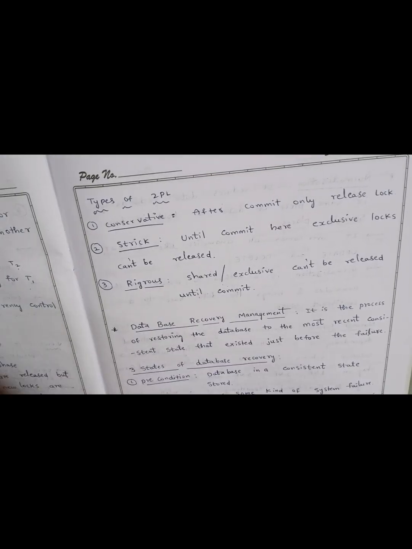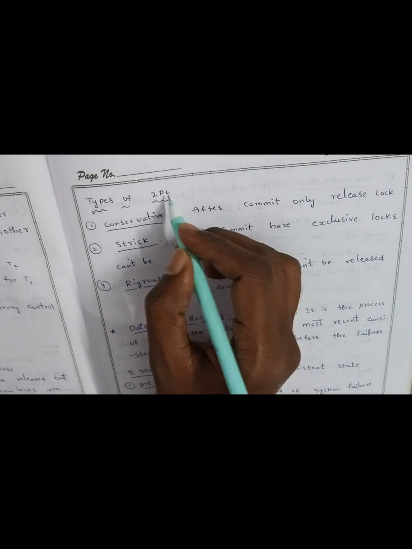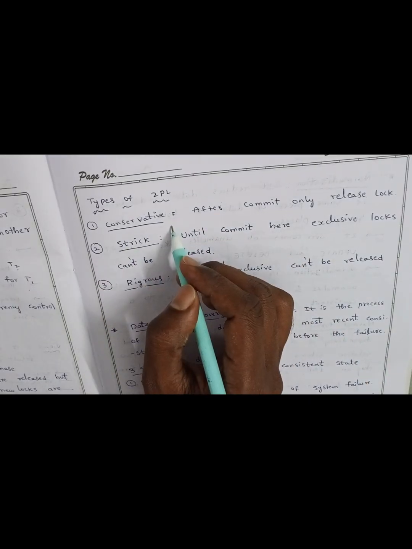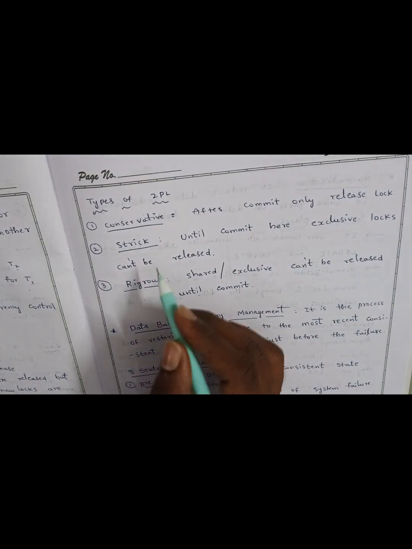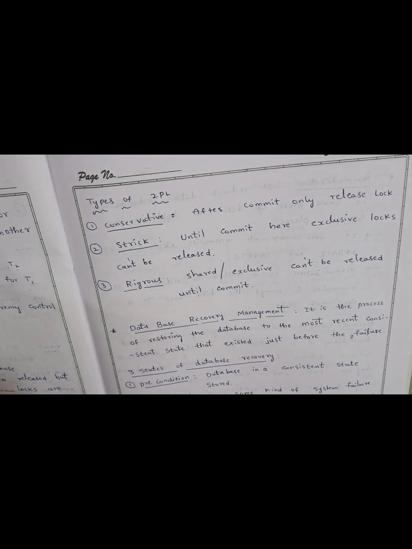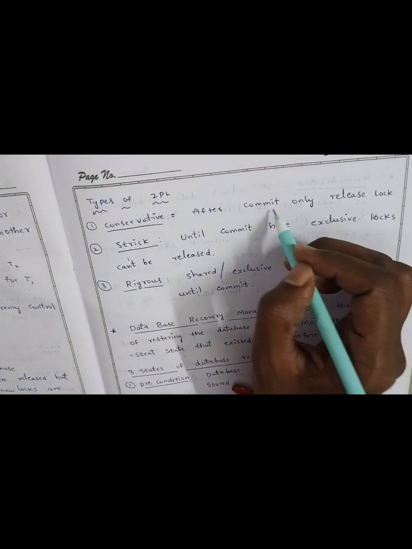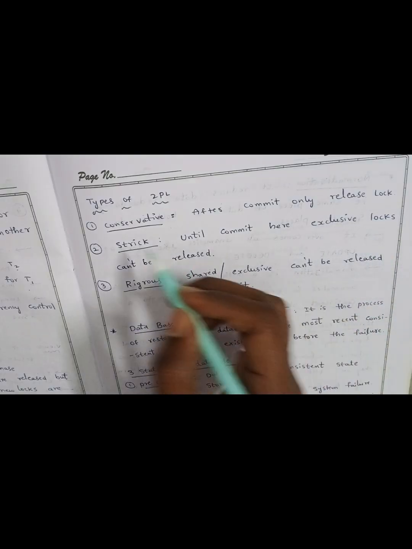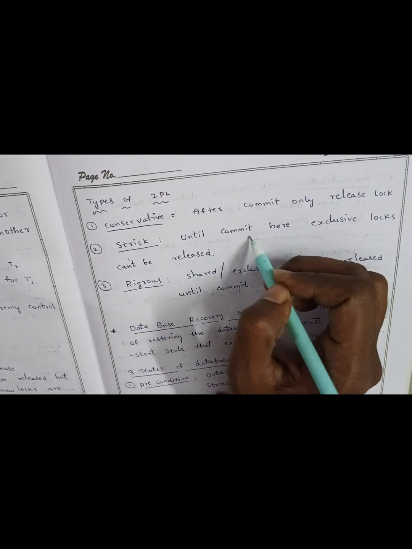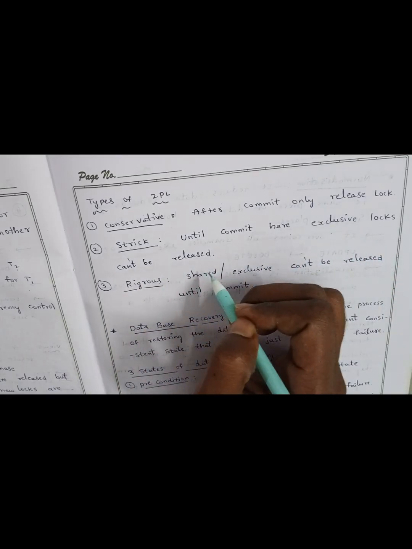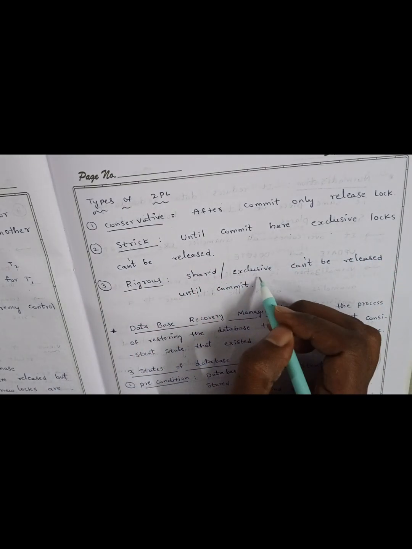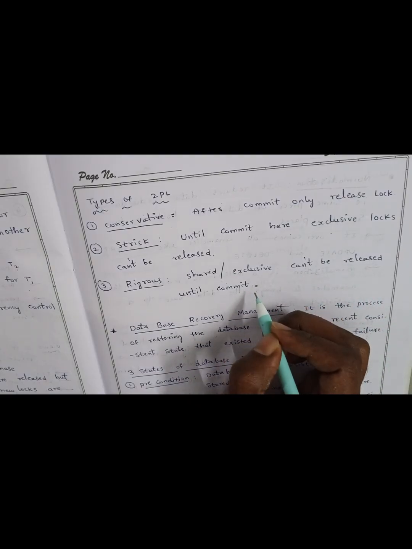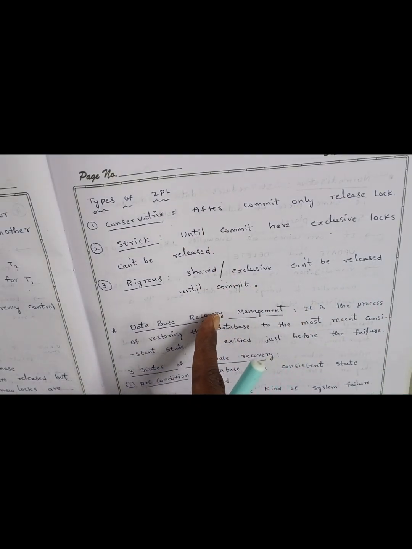Okay, let's see the types of 2PL. The types of two-phase locking are conservative, strict, and rigorous. These are the three types of 2PL, and they are very important while writing about deadlock. Conservative means the locks are released only after commit; before commit, no lock is released. Strict means exclusive locks can't be released until commit. Rigorous means neither shared nor exclusive locks can be released until commit. These three points are very important for the exam.